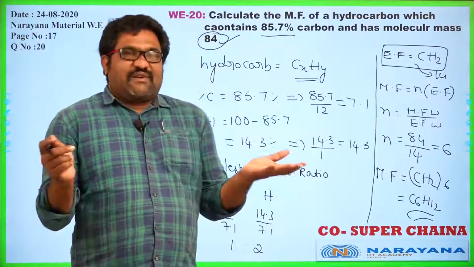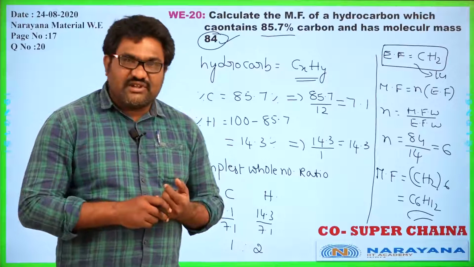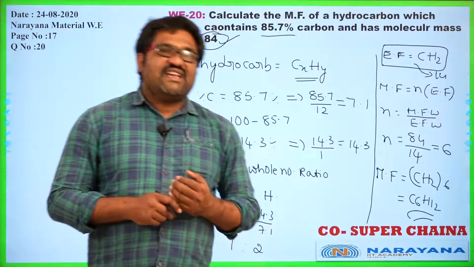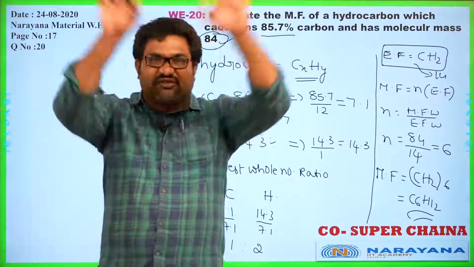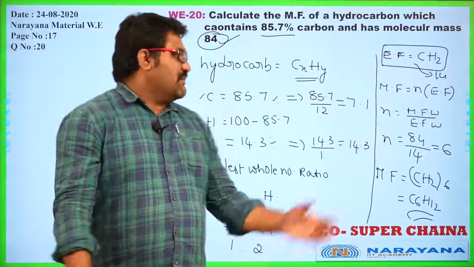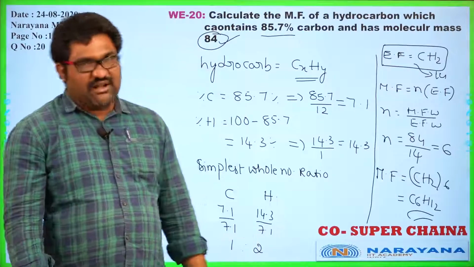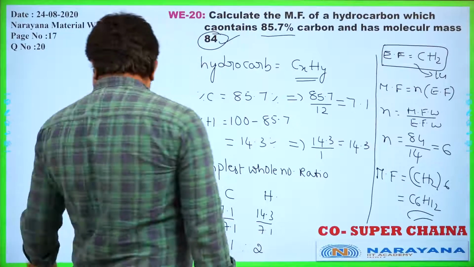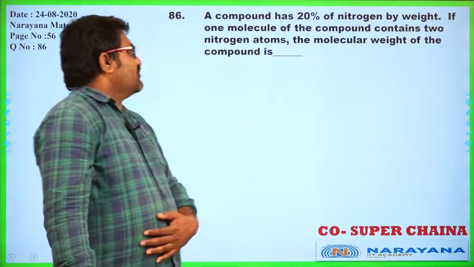So empirical formula is nothing but the simplest whole number ratio of all the atoms present in the given molecule. Thereby I am using this formula for finding the number of simple empirical formula units present in the total molecular formula. By knowing that n value is 6, I am able to write that molecular formula. Is it clear? Yeah. Let us go for the next question. Question number 86.